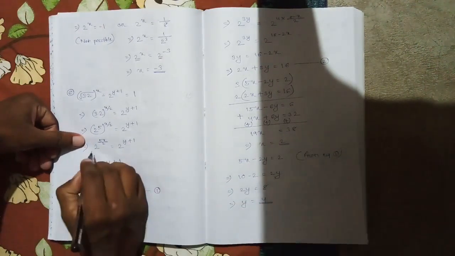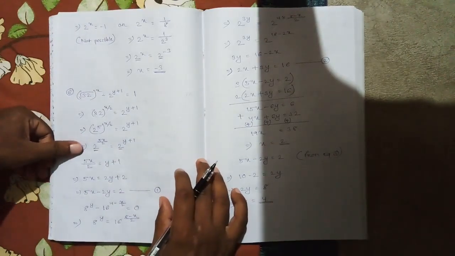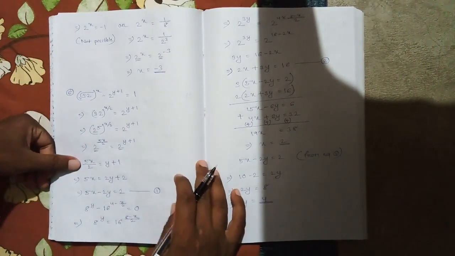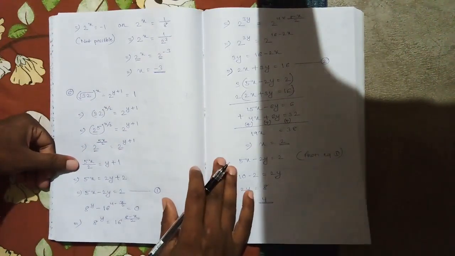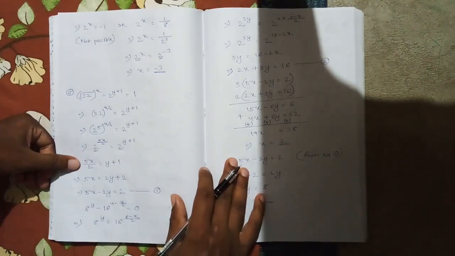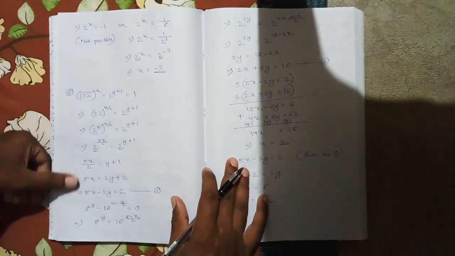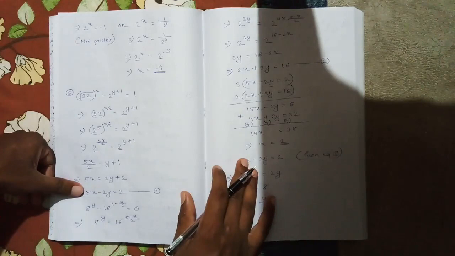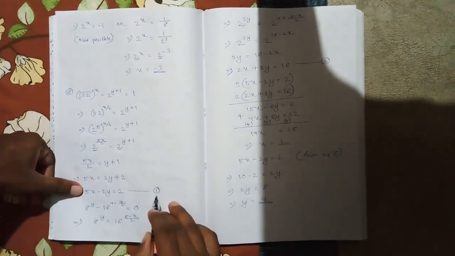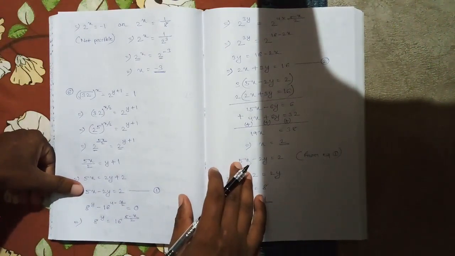Okay. Now bases are same, as you can see. When bases are same, we can equate the powers. So equating the powers, we get 5x by 2 is equal to y plus 1, or 5x is equal to 2y plus 2. Bring 2y to the left, we get 5x minus 2y is equal to 2. Let it be equation 1.